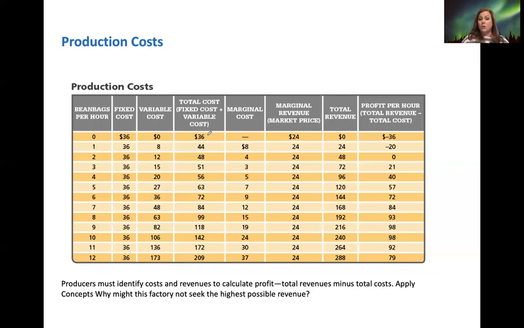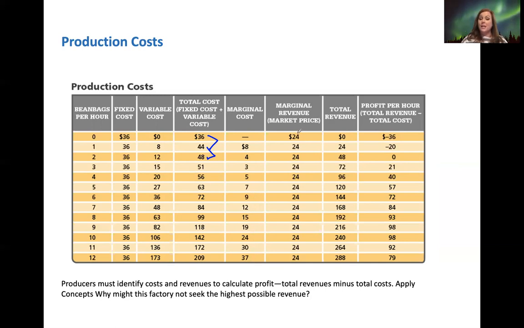So marginal cost, or extra cost, is going to be the difference here. The difference between $36 and $44, that's 8. It costs me $8 additional to produce 1 bean bag. When I go from 1 bean bag to 2, it costs me an additional $4. And you can see these diminish, and then they'll start increasing again.